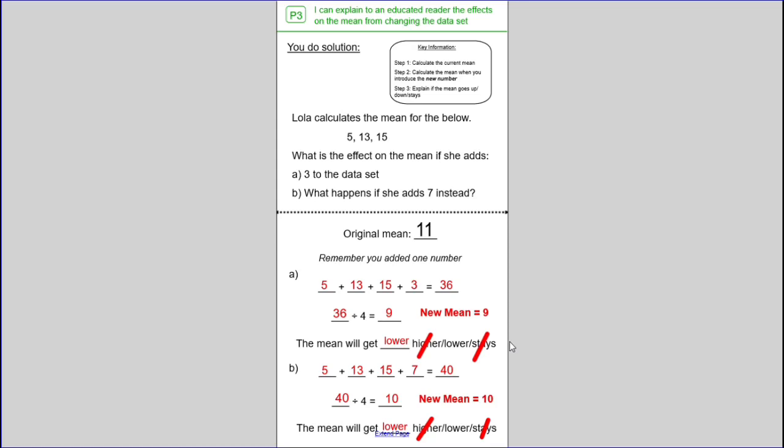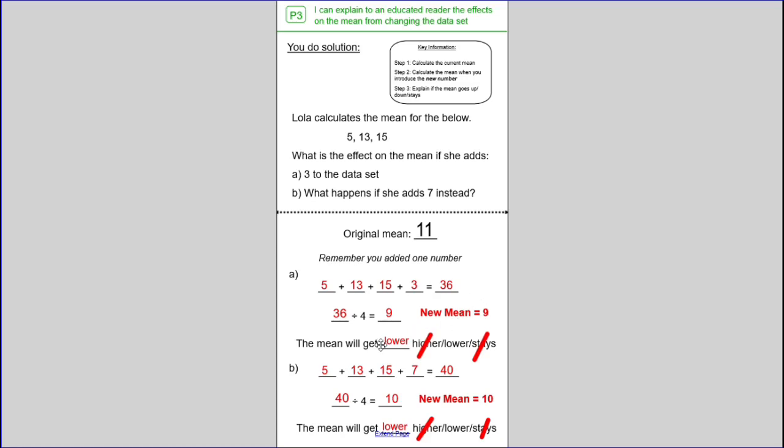The solutions, make sure that you self-assess your work. So for the original mean, you should have got 11. You should have added all of these three numbers together to get 33 as your total. 33 divided by 3 numbers will give you an original mean of 11. When I introduce the number 3 to the dataset, I'm going to get a total of 36. 36 divided by the 4 numbers that I have will give me 9. That means the new mean is equal to 9.